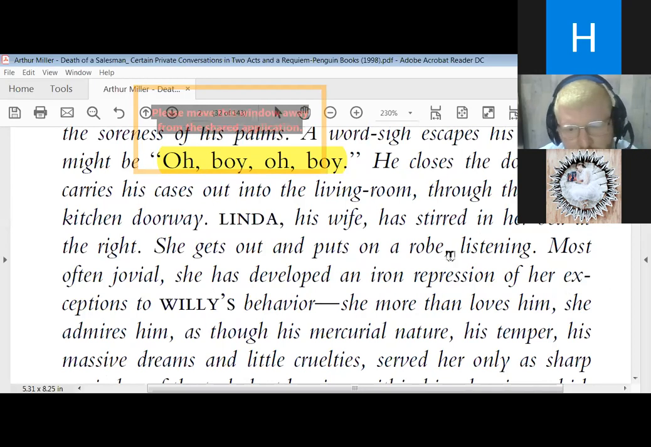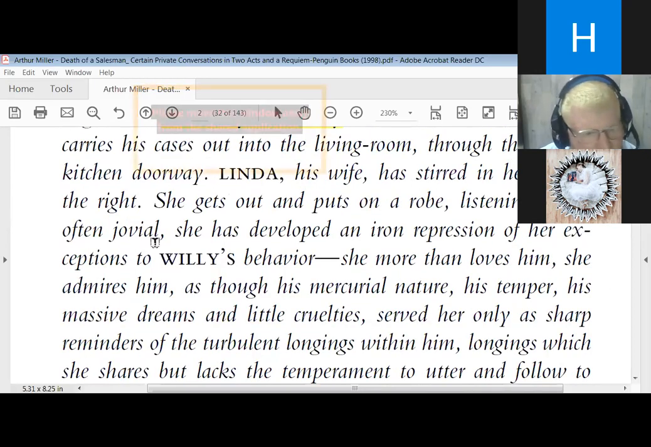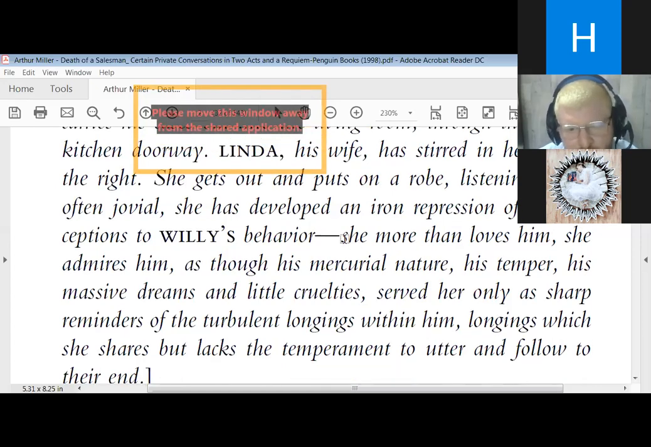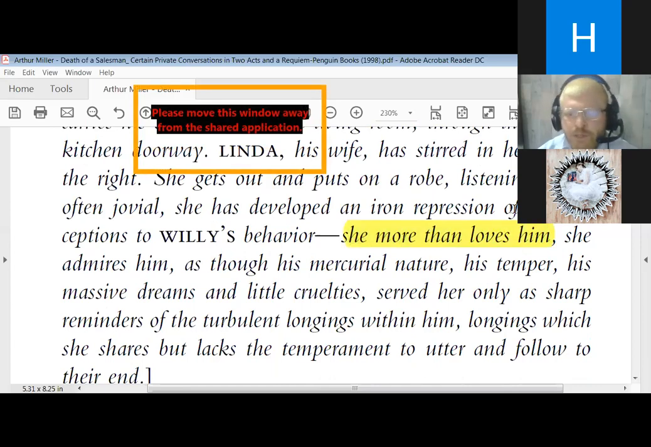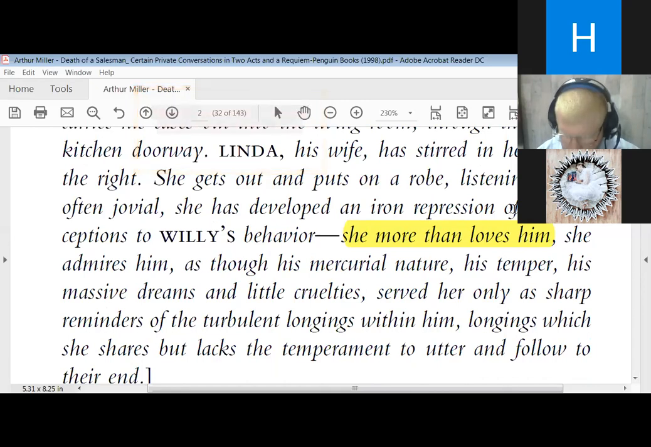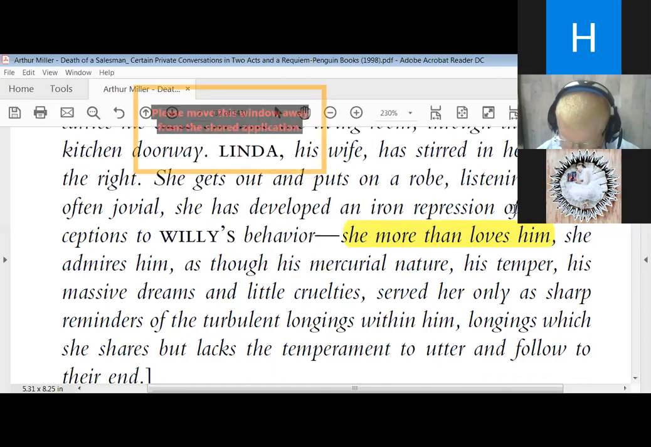She has developed an iron repression of her exceptions to Willy's behavior. She more than loves him. Okay, and this is an answer to a question that Selma raised, I think, last lecture, about why Linda is always siding with her husband and not siding with her sons. We always expect a mother to be siding with her sons, not with her husband. And we see Linda is different from that.